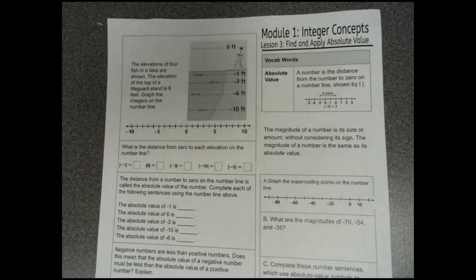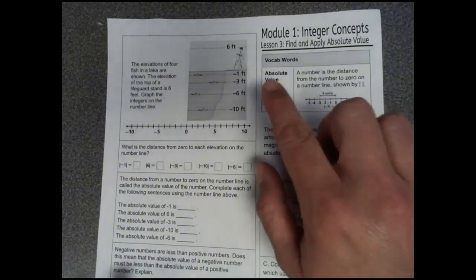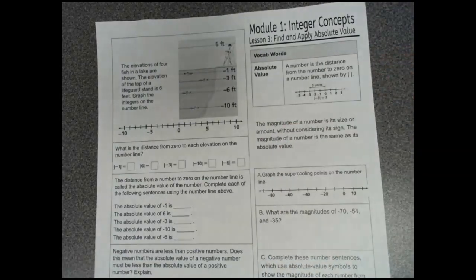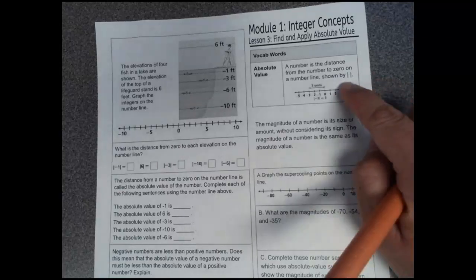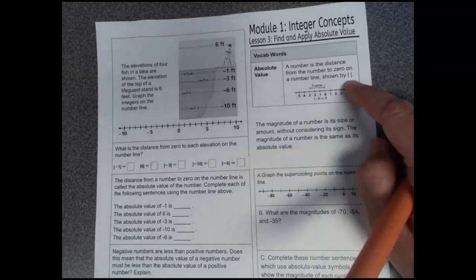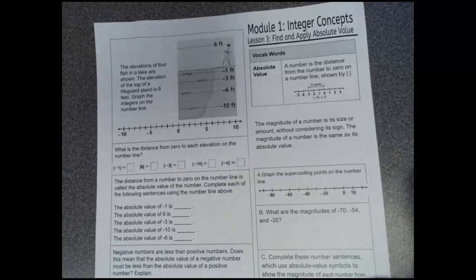This is the last lesson of Module 1, which is Integer Concepts. This is Lesson 3, Find and Apply Absolute Value. And our vocab word is going to be absolute value because that's what this lesson is going to be about. Absolute value is the distance from a number to 0 on a number line, shown by these lines on each side. This is going to make a lot more sense when I actually start going over it with you.